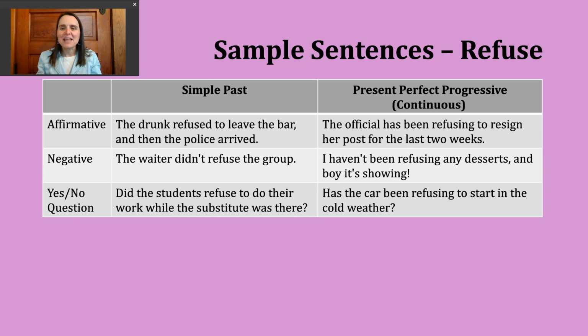Here's another example. Has the car been refusing to start in the cold weather? It's going to go back to that third definition about someone or something not doing or not performing a required action, right? So when we turn the ignition or press a button for those newer cars, right, we expect it to start. But if it doesn't, right, we can use this verb to describe that, refusing to start. Hope that doesn't happen to you.